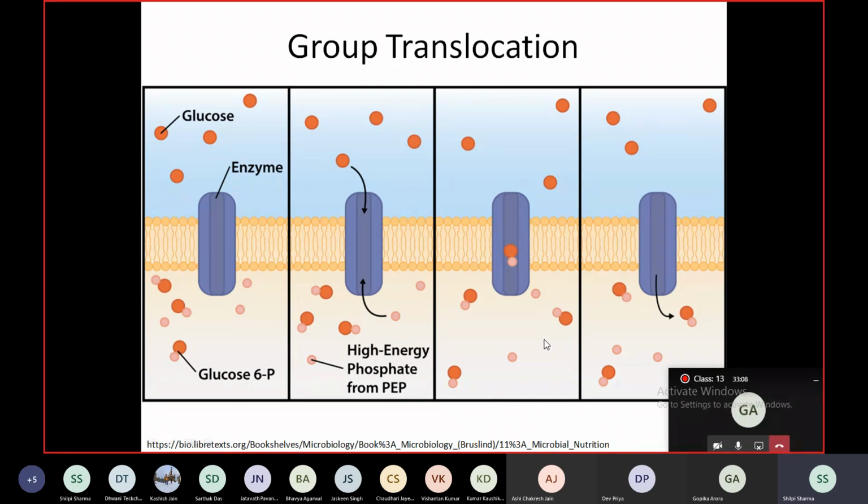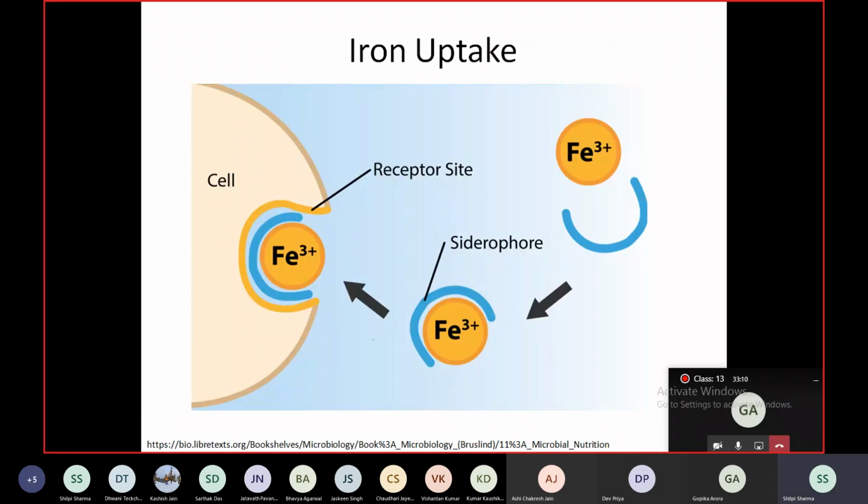Okay, so after that, there are some nutrients wherein there are special mechanisms for transport. For example, iron uptake. Iron is usually difficult because it's insoluble, so it's rarely available to the cell. So what happens is several bacteria and fungi secrete what are called siderophores. And siderophores are nothing but low molecular weight organic molecules that can complex with iron and supply it to the cell.